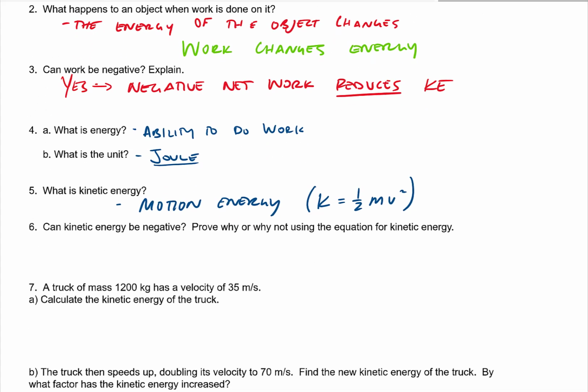Can kinetic energy be negative? No. One, there's no such thing as negative movement. The other thing that's proof, mass cannot be negative, and then even if you had -3 meters per second as your velocity, you square it, that ends up being 9 meters squared per second squared. So it is not possible to have negative energy. It must be positive.